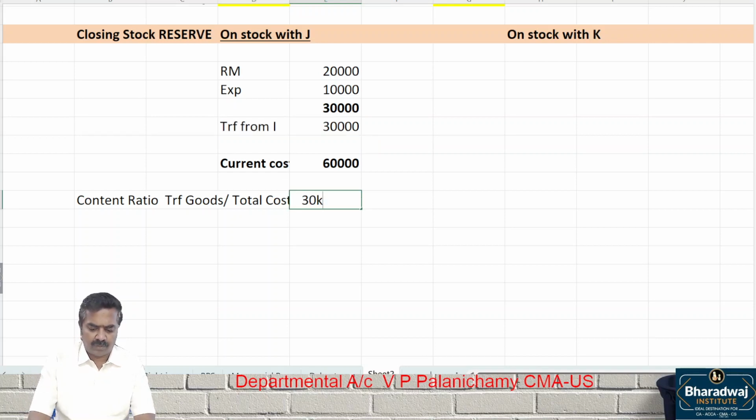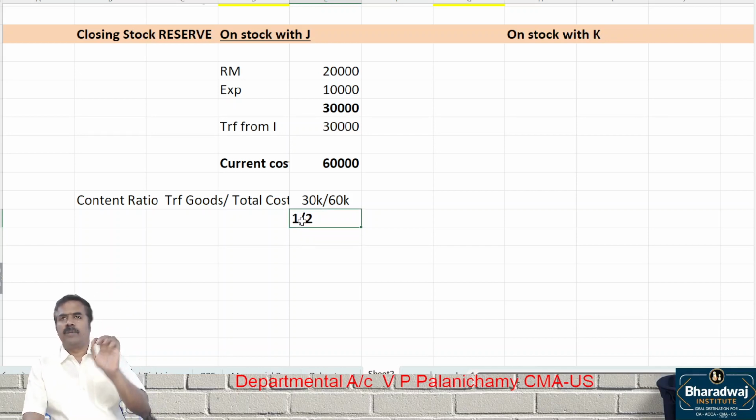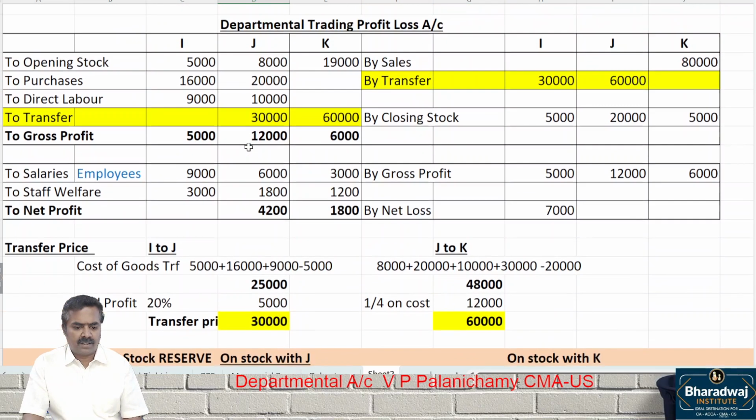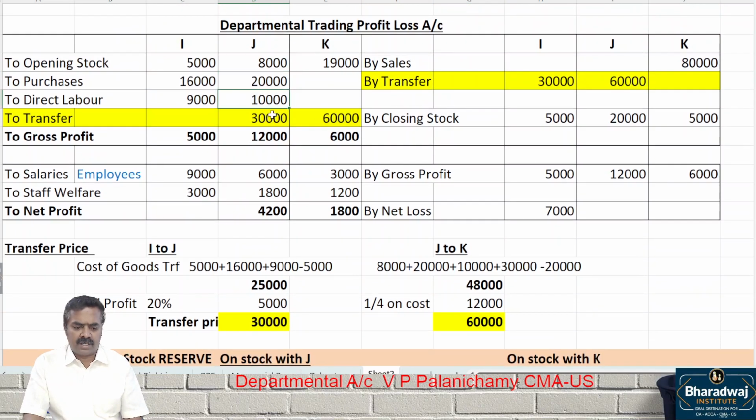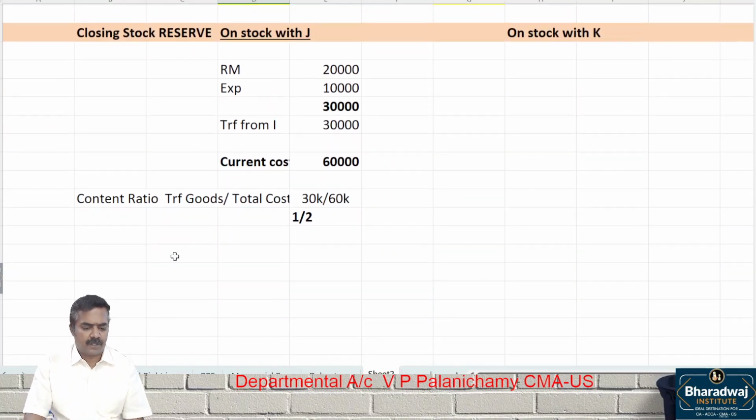30K out of what? 60,000. So what is the content included? 1 by 2. What do you mean by 1 by 2? Transferred goods occupy 1 by 2 of total current cost. It's very simple. Look at 30,000 expense, 30,000 transferred goods. Now what percentage do transferred goods occupy? Half. So see how much closing stock there is.